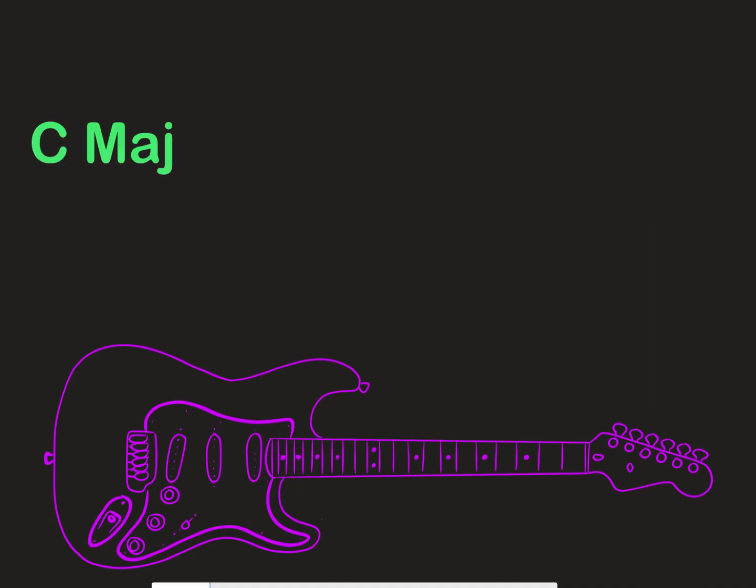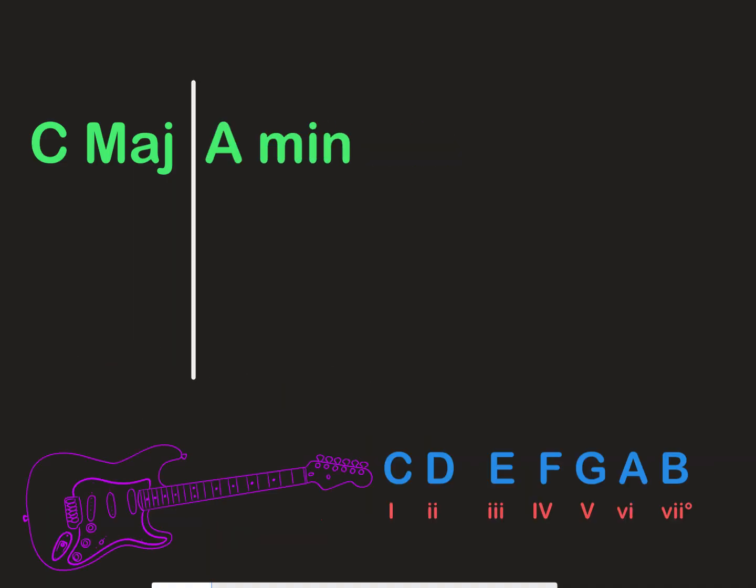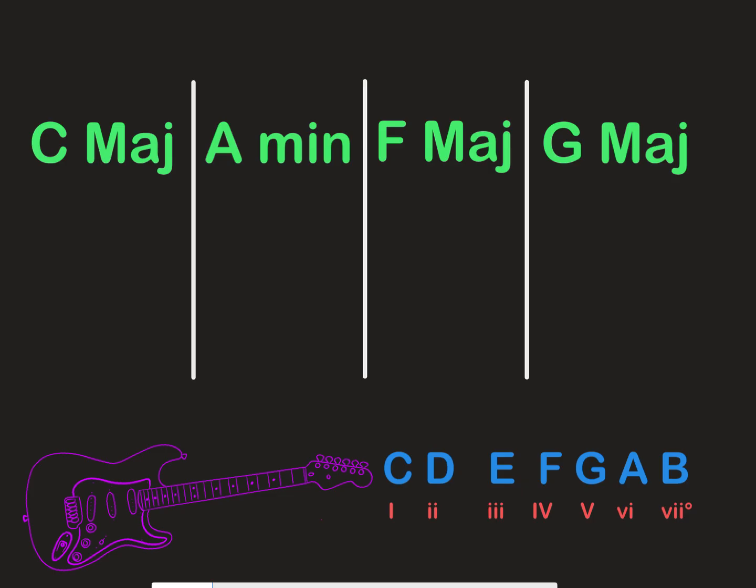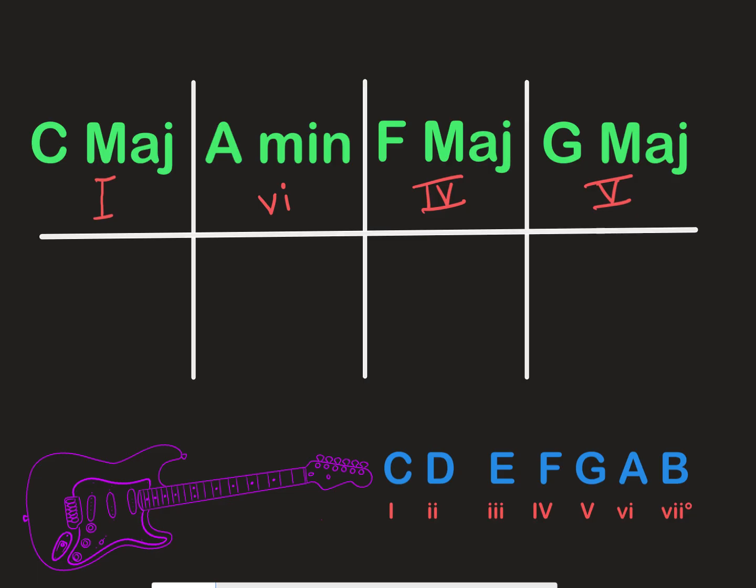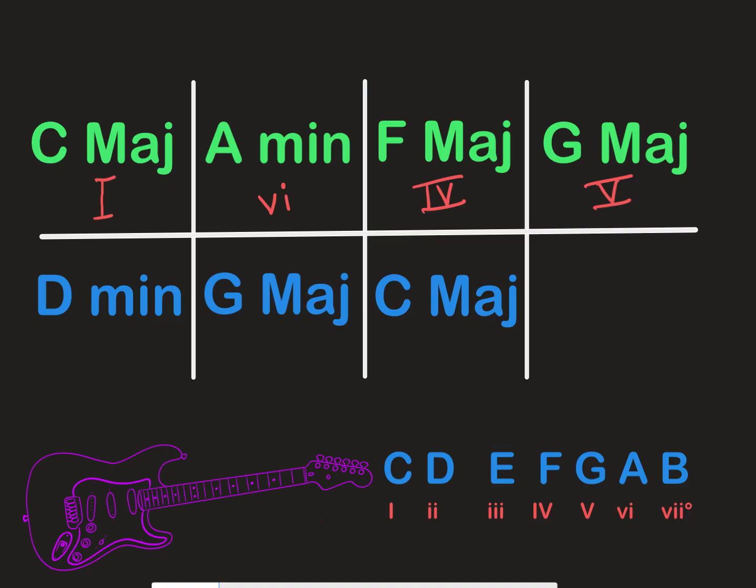Let me play a quick example. C, A minor, F, G. Even though the chords change, it still sounds unified because everything is coming from the same key. Here's a second example in the same key. D minor, G, C, A minor. Even though we start on a different chord, it feels connected because everything belongs to that same diatonic system.